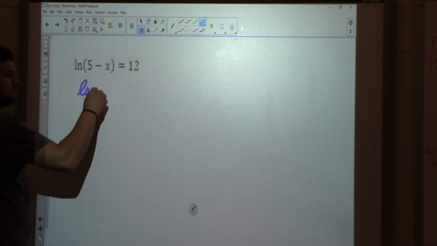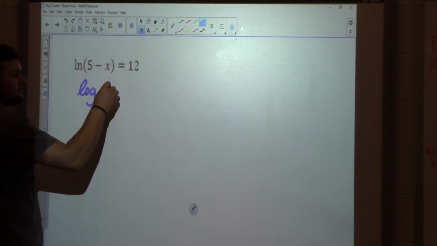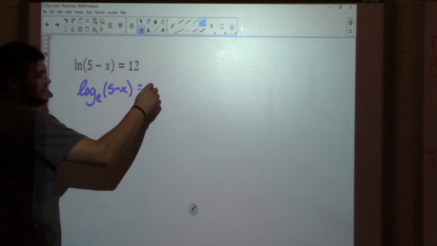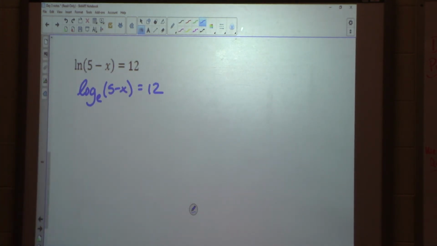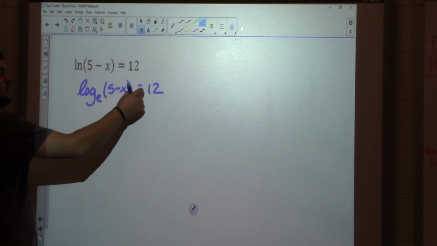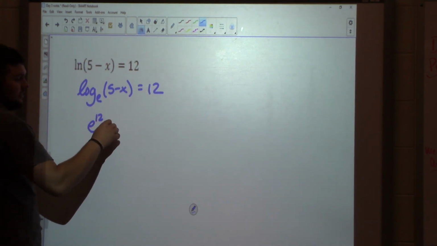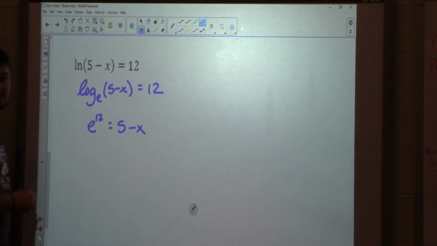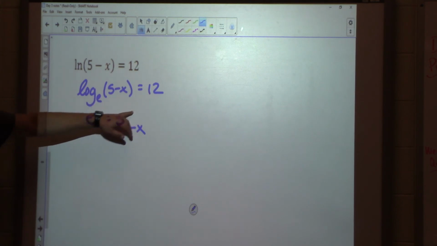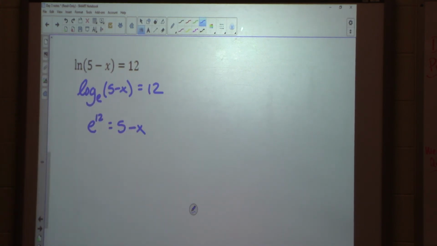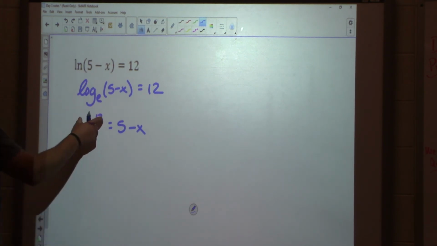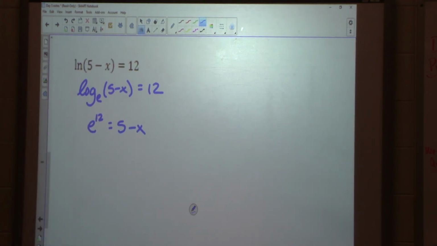Like I said, if you need to, switch the natural log to log base e of 5 minus x equals 12. Well, switch to exponential form then. Becomes e to the 12th equals 5 minus x. Right? Base of my log becomes the base of my exponent. What my log equals becomes my exponent, and what I'm taking the log of is what my exponential should equal. Okay, before you go and put e to the 12th in your calculator and start rounding things, it doesn't come out to a nice number. Leave it as e to the 12th until you're ready to put everything in your calculator.